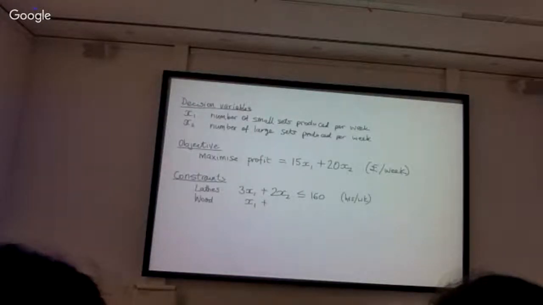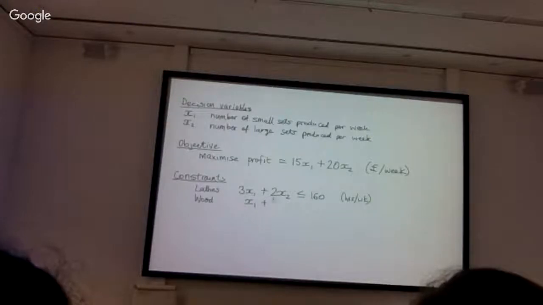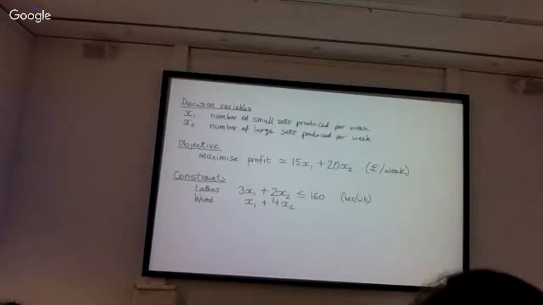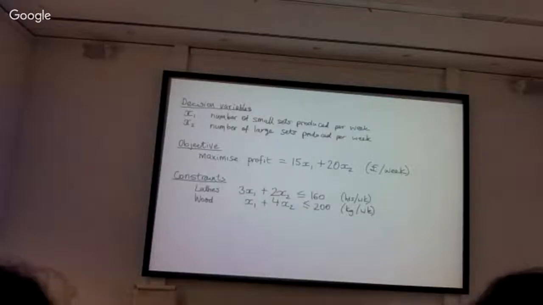No, my old slide says 3. I don't know which one. Yeah, 4. Okay, let's do 4. I think 4 is the right one. There was some old draft version from long ago. Okay, so 1 and 4, and we only have 200 kilos per week. Now it's starting to be clear what goes on.